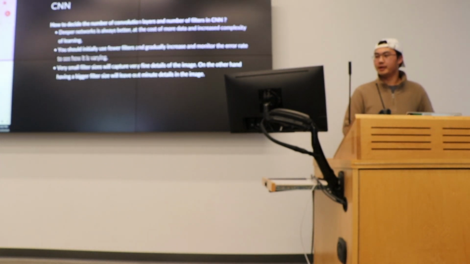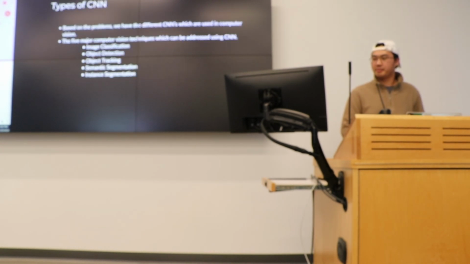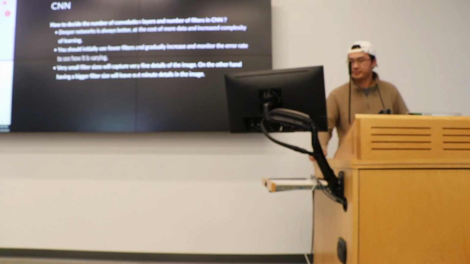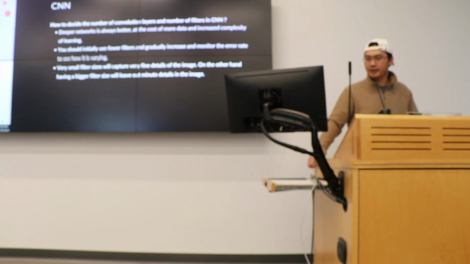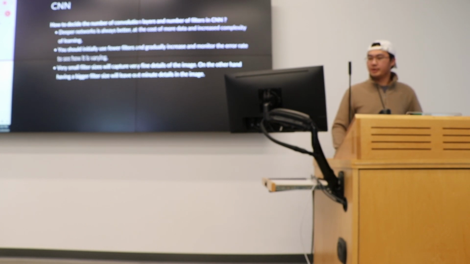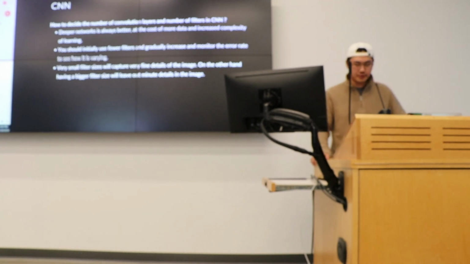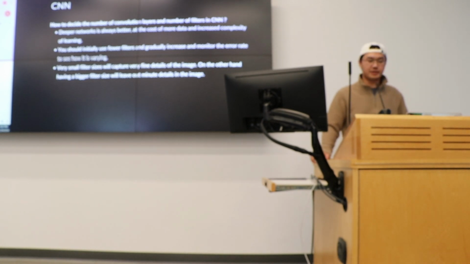All right. Now we'll get a little bit more into the applicational part, or how we see this in real life. So, quick thing here. How do we decide the number of convolution layers and number of filters in CNNs? Filters, also known as kernels, right? So in deeper networks, always better, at the cost of more data and increased complexity of learning. And you should initially use fewer filters or kernels, and gradually increase it and monitor the error rate to see how it is varying.